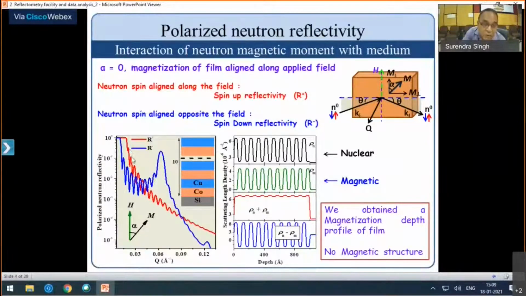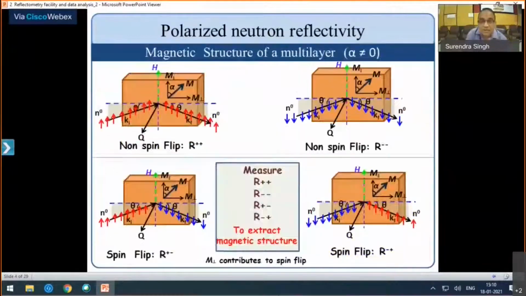Okay, so the difference between these two, R plus reflectivity and R minus reflectivity, gives you the detailed depth-dependent magnetic moment density in the multilayer. Like here, we can see how the magnetizations are. If you add these two, rho n plus rho m and rho n minus rho m, then you will get the magnetic part of this scattering length density, and from that you can get what the magnetic moment is at each interface. Okay, so let us see another case.